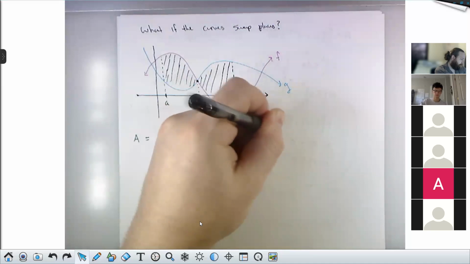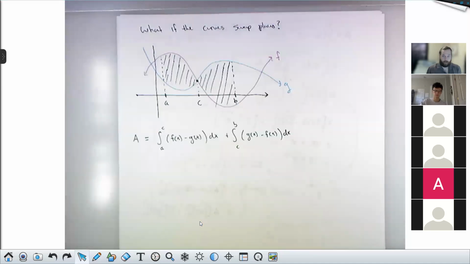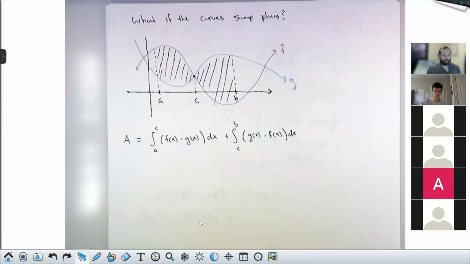In other words, if you're given two curves that intersect and swap places, in order to find the area between them, you need to find the x values of those intersection points. You need to find those intersection points and split the problem up at that intersection point and make it two problems, each of which we know how to solve using the previous technique. Okay. So this adds an extra step, the extra step of finding the intersection points.